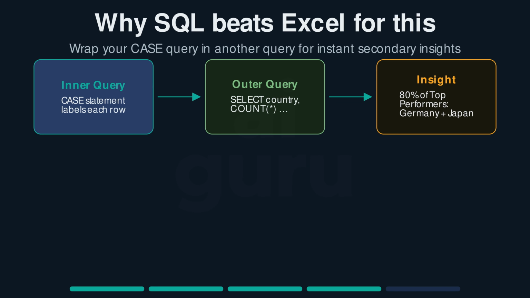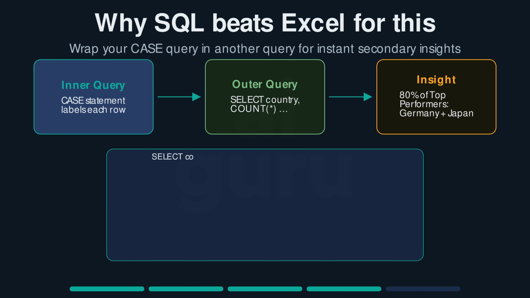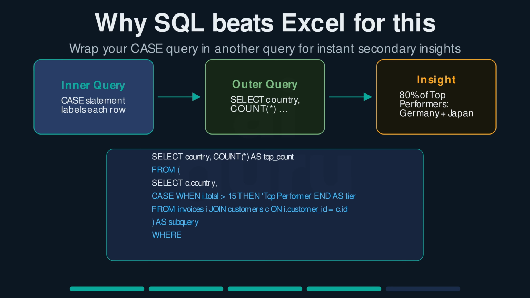I can hear someone listening to this asking, why write all this code? Why not just pull the raw numbers, export it to Excel, and use a pivot table or an IF statement over there? Because doing it in Excel breaks the chain of analysis. When you categorize the data dynamically within the database query, you can immediately pull secondary insights without ever leaving the system. Oh, like what? For instance, once we use the CASE statement to label those top performers, we can wrap that query in another query to find out what countries those top performers live in.